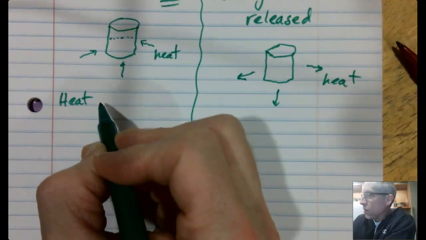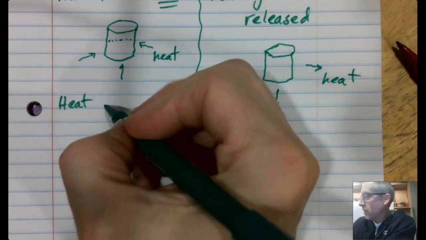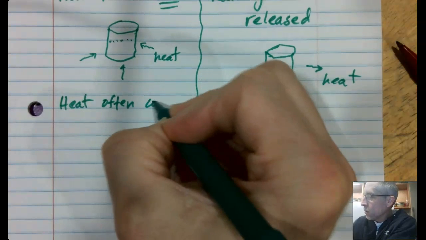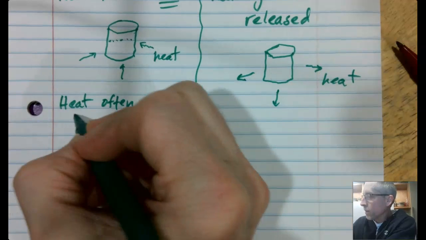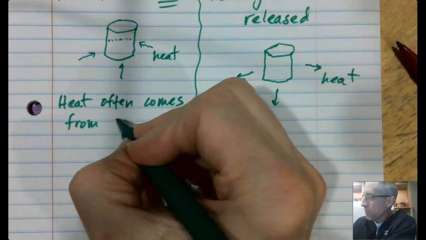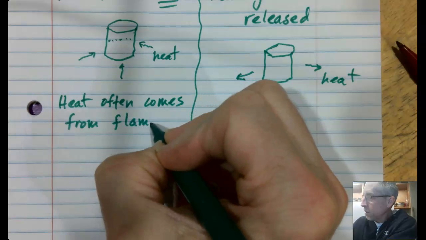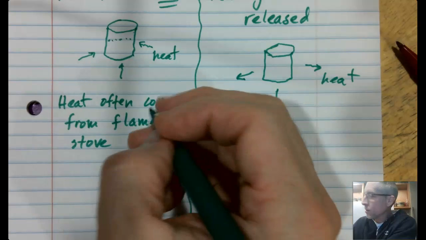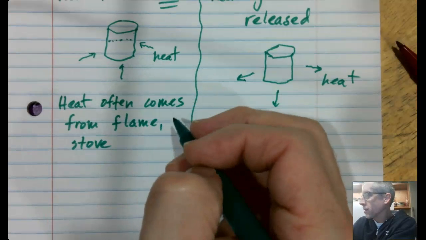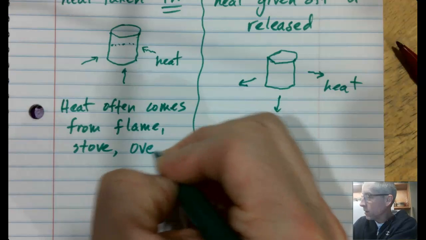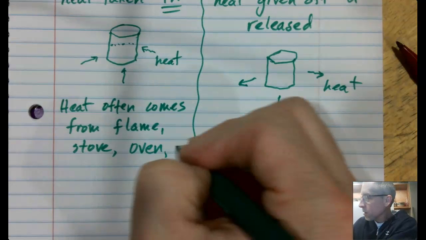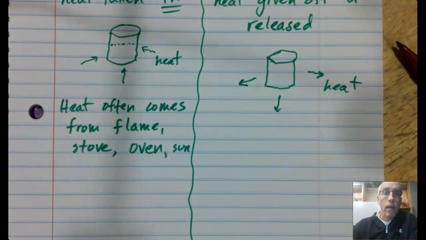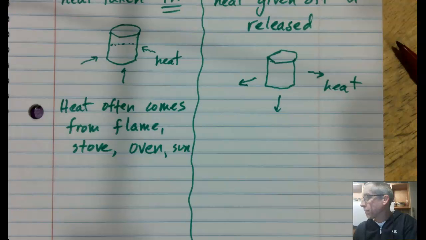Often in an endothermic reaction, we have to put heat into it from somewhere. So where's that going to come from? It could come from a flame or a stove. So a lot of processes in your kitchen are endothermic processes. An oven, something like that. But it could also be like the sun. I mean, the sun can provide the heat energy that allows some processes to happen.